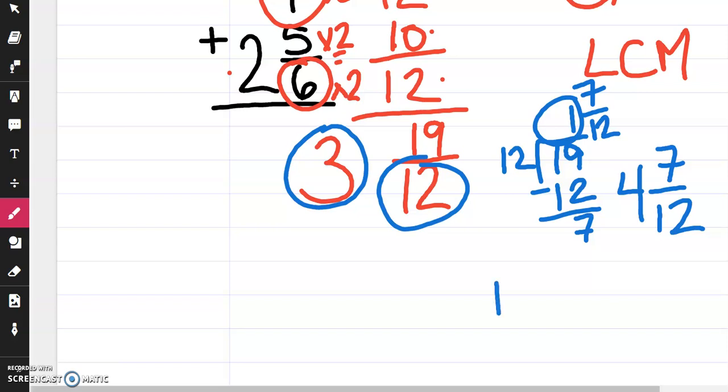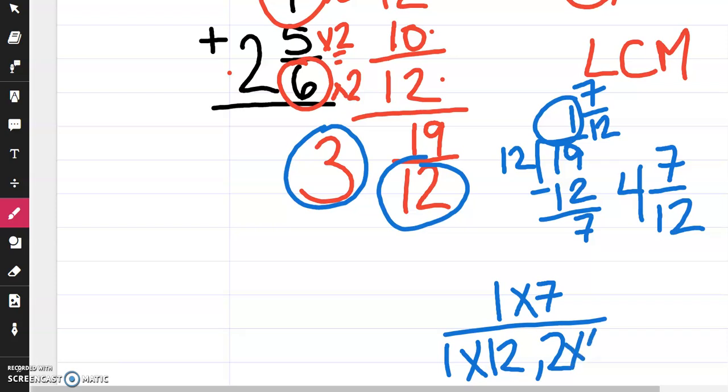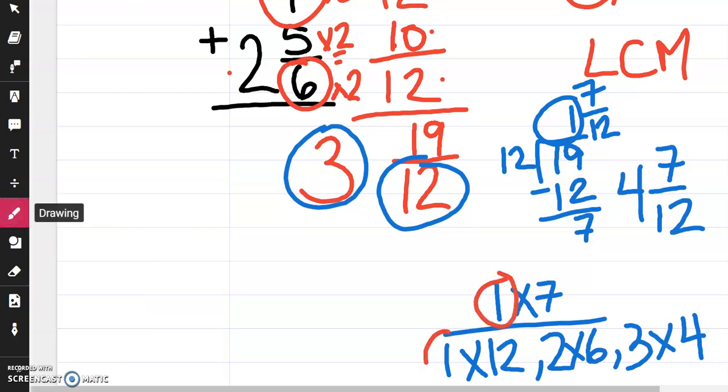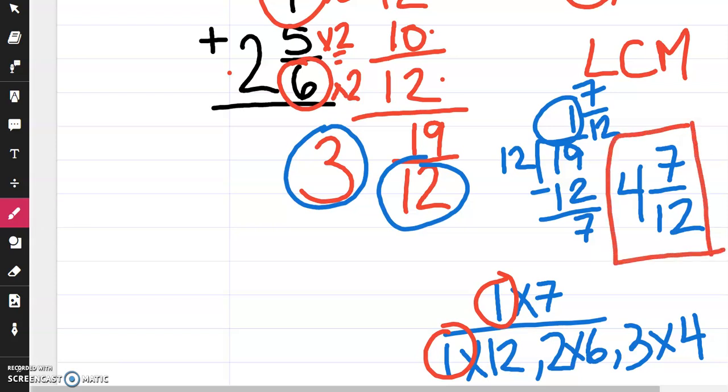Then, before I'm completely finished, what I should also do is check to see if I can reduce. I'm going to name my factors for my numerator of 7, name my factors for my denominator of 12, and when I name the factors, I can see that my only common factor is 1, so I'm done.